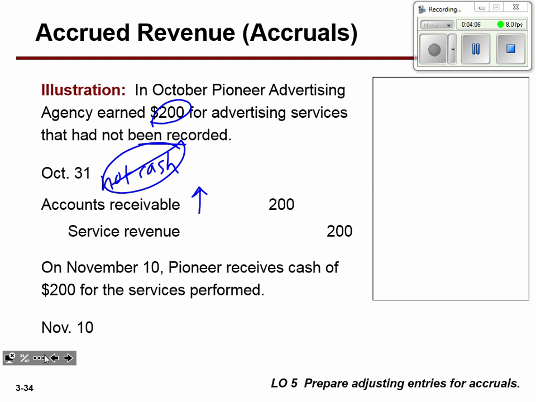The next fiscal month, when we actually get the cash, is the debit, and what's going to be the credit when someone who owes us pays their bill? AR. So you've done this type of adjusting entry, you just didn't know it was called that.